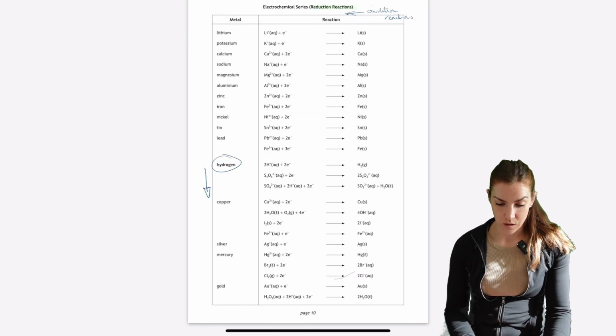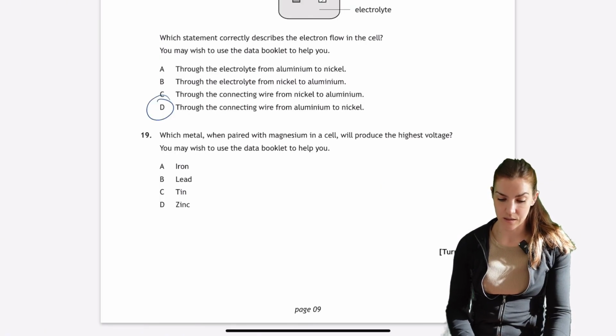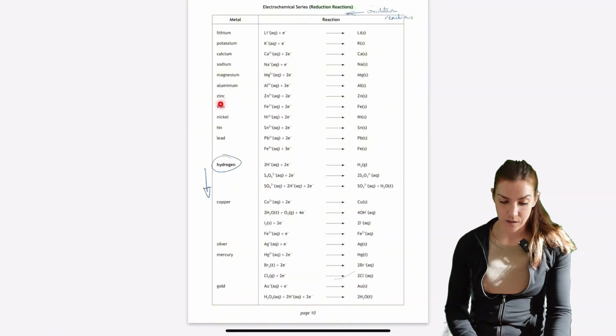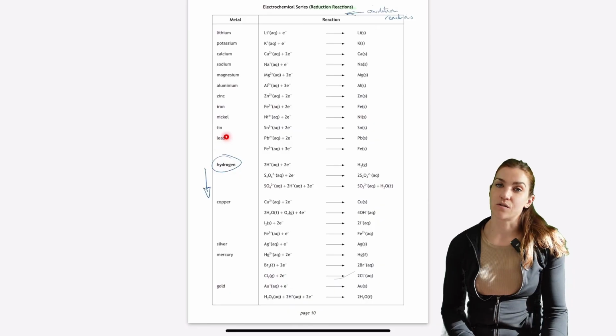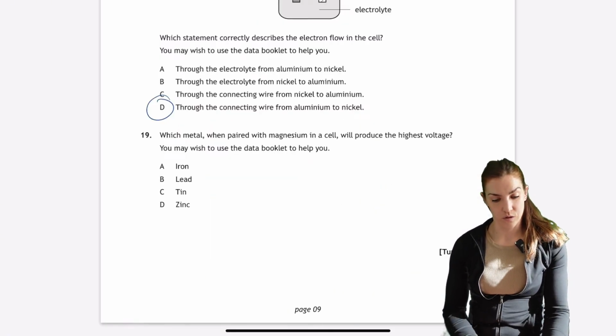So if we look, magnesium's up here. The options we have are iron, lead, tin and zinc. So iron's here, lead's here, tin's here and zinc's up here. So it's lead that's the furthest away from magnesium. So that will be the one that gives you the highest voltage when you pair it with it.